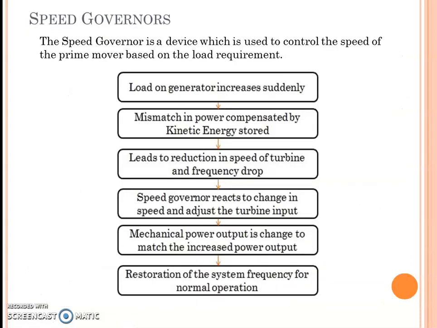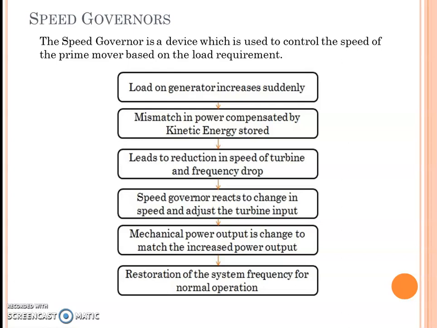Then the important topic of this module number 2 is the speed governing systems, or the speed governors. First, we'll understand what a speed governor is and how it works, and then we'll see the different types of speed governors. Here, the speed governor is a device which is used to control the speed of the prime mover based upon the load requirement of that particular system. This is the definition we can give for a speed governor.